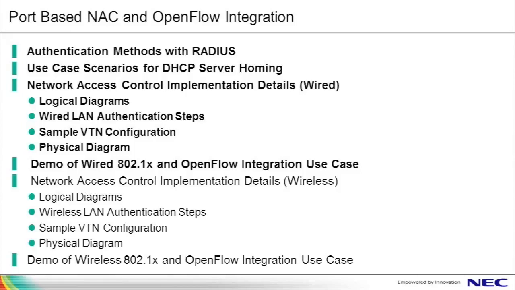We'll start by discussing different authentication methods available with Radius so you can plan your Radius deployment. Next, we'll go over different use case scenarios for DHCP server homing, which will allow you to plan where to place DHCP servers, as well as DHCP relay agents. Next, we'll cover the network access control implementation details for the wired scenario, including logical diagrams, the wired LAN authentication steps showing the packet walkthrough, a sample VTN configuration so you can replicate the scenario, and lastly, a physical diagram.